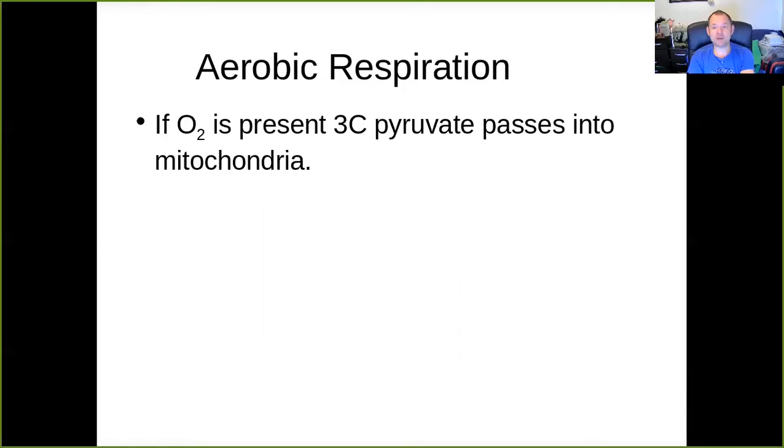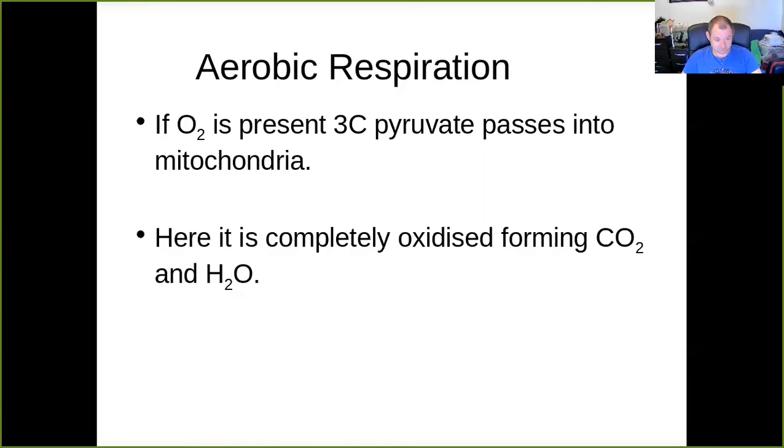So let's assume aerobic respiration now, not anaerobic. I'm going to be talking about enough things during this talk as it is, without also covering anaerobic respiration. If O2 is present, pyruvate passes into the mitochondria. So in the presence of oxygen, the fate of the pyruvate is to go into the mitochondria. If oxygen isn't present, then it stays in the cytoplasm and is used to generate lactate.